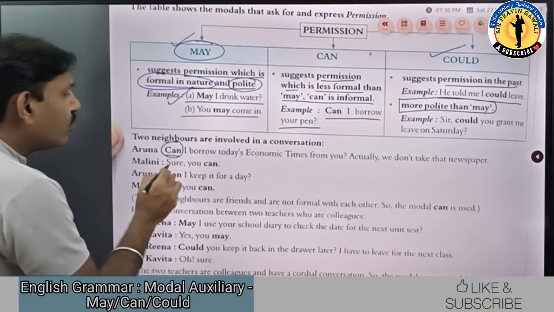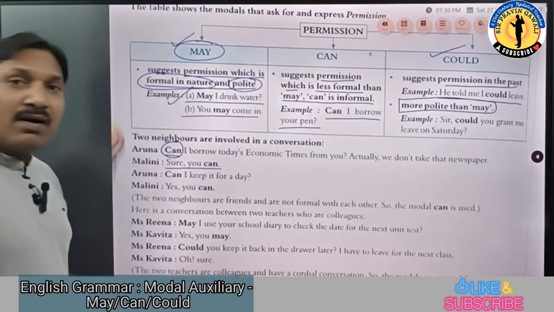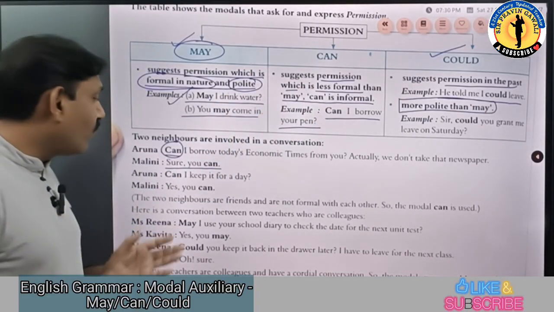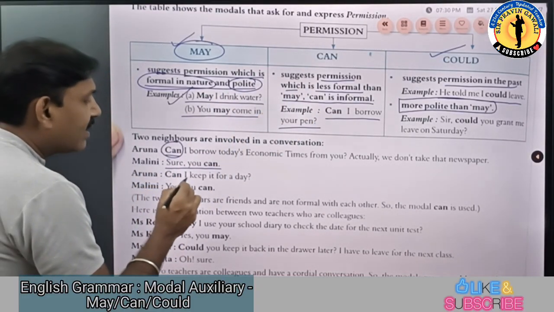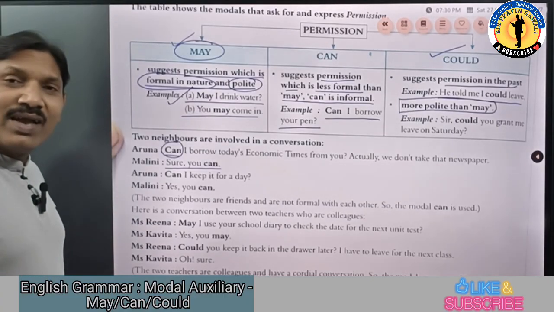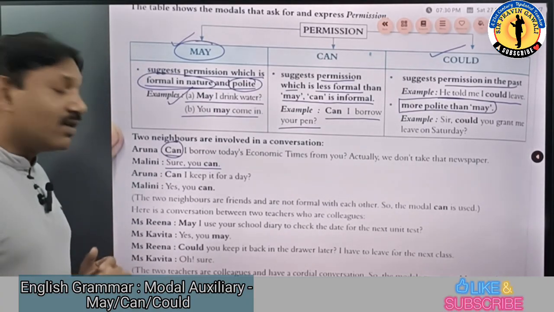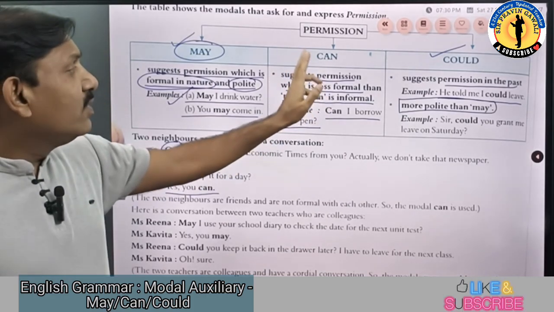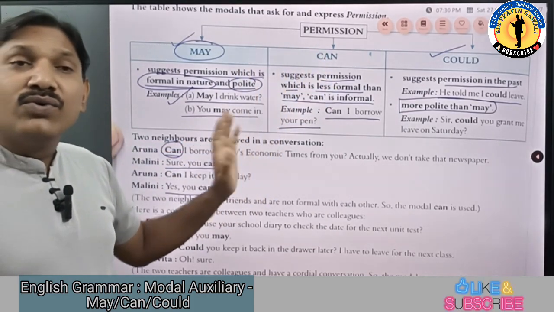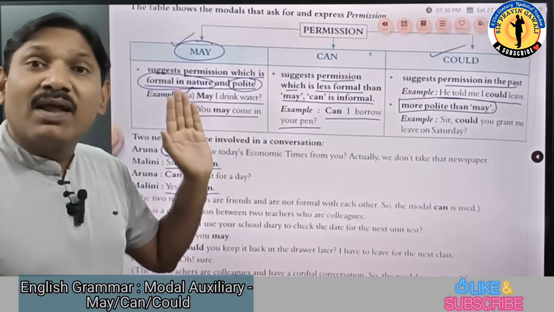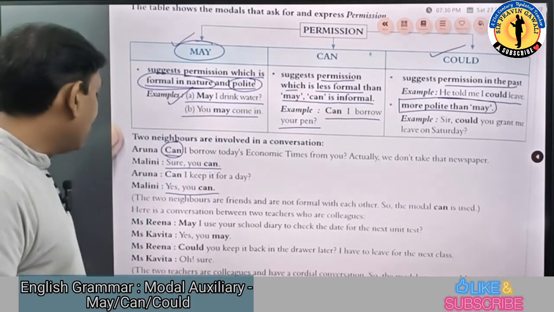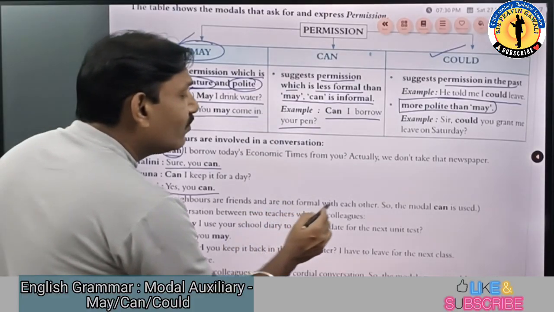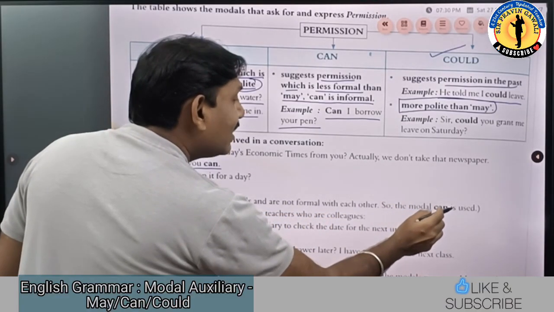Then Malini: Sure, you can. So here permission can be granted with the use of can also. So it is more informal. Now Aruna: Can I keep it for a day? Okay, so it is an informal conversation. Malini: Yes, you can. So here the use of can is done to show the informal conversation between two neighbors. Okay students, the two neighbors are friends and are not formal with each other. So the modal can is used.